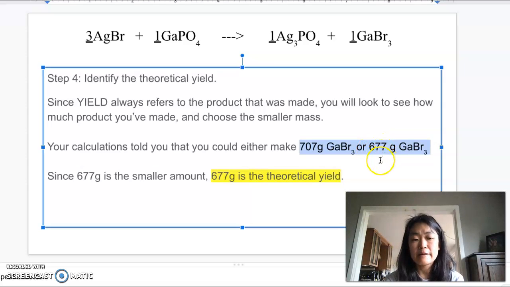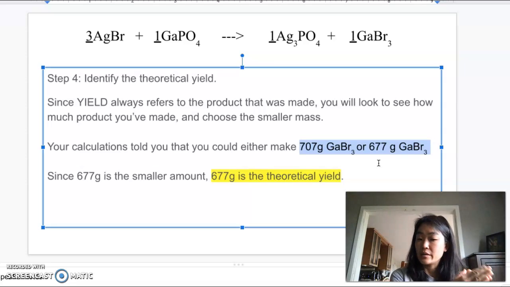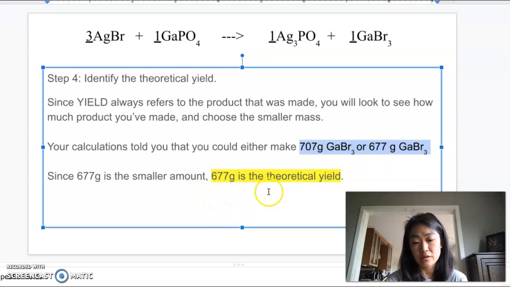You're saying if I had one reactant, I could make this much gallium bromide, but if I had the other reactant, I could make this much gallium bromide. So you're looking for which reactant allows you to produce the least amount. So that's why the lower number is the theoretical yield. And you're being careful that yield is always a product.